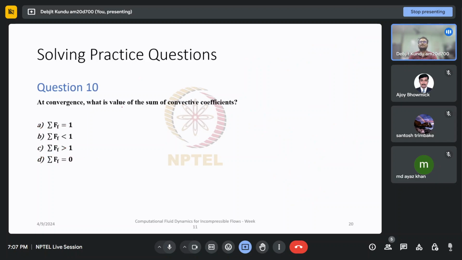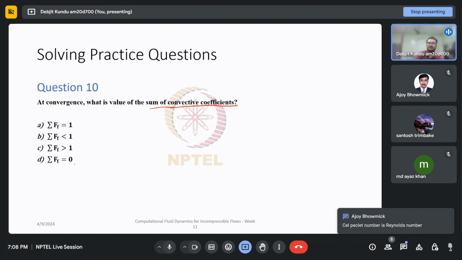So at convergence, what is the value of the sum of the convective coefficients? So is it option A, summation of them should be equal to 1? Is it option B, less than 1? Option C, greater than 1? Or is it option D, equal to 0?